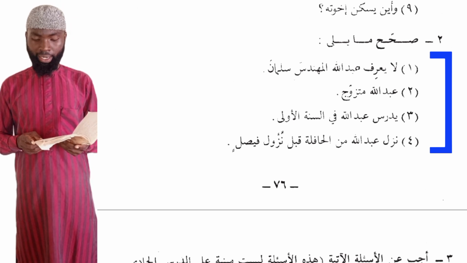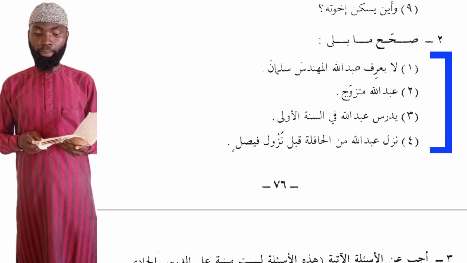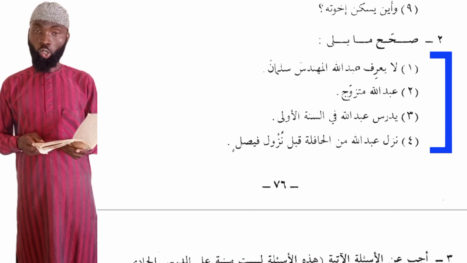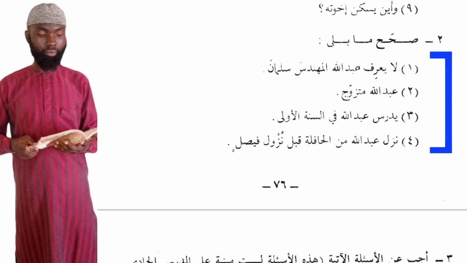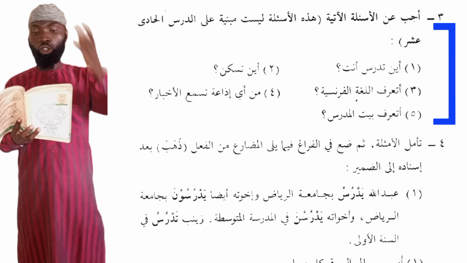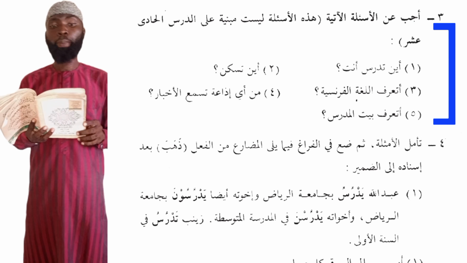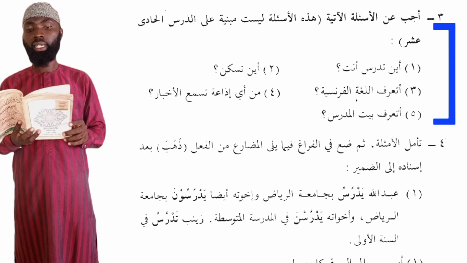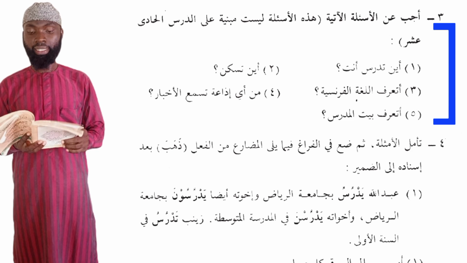Number 4 we have نزل عبد الله من الحافلة قبل نزول فيصل. Abdullah came down after Faisal. No, we say نزل فيصل قبل Abdullah. Number 3 we have أجب عن الأسئلة الآتية. Answer the following questions. هذه الأسئلة ليست مبنية على الدرس الحادي عشر. The following questions are not based on the previous lesson.